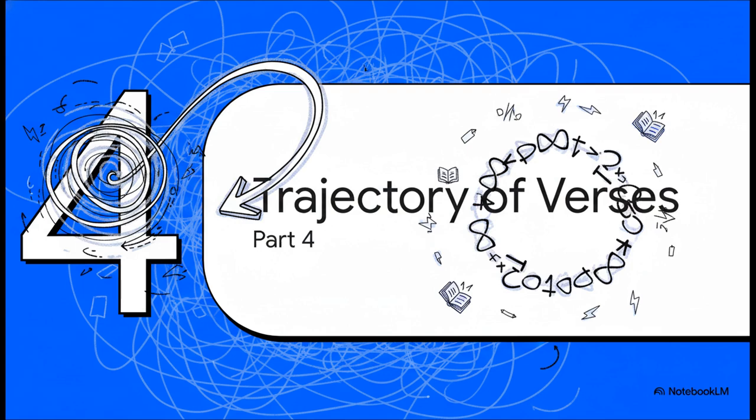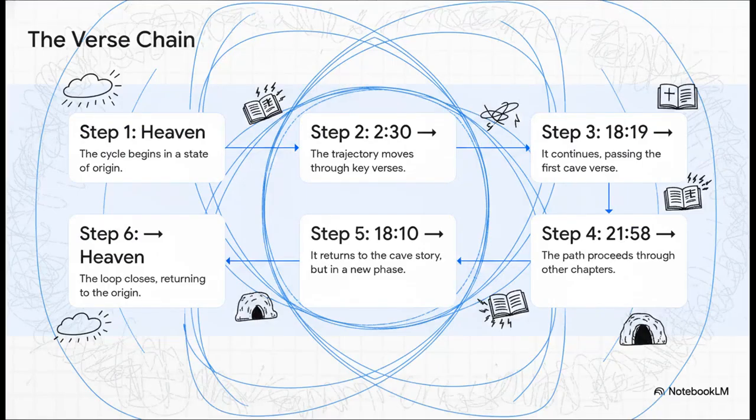Okay, so that's the theory. That's the map. But how does it actually work with the text? Well, the source material lays out a specific chain of verses that supposedly traces one complete, closed loop on this attractor. So here's the path. It starts in a state they call heaven, and then it moves through this specific sequence of verses from all over the Quran, and then it loops right back to the start. One complete orbit on the Rössler attractor.